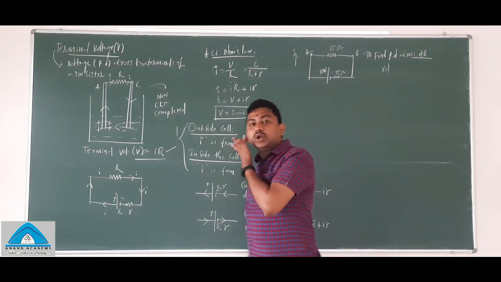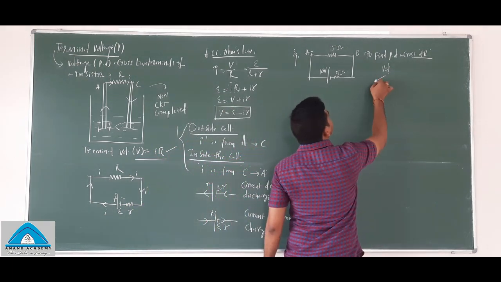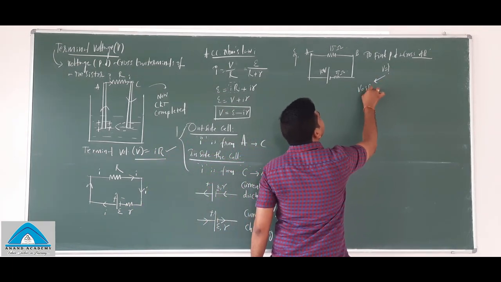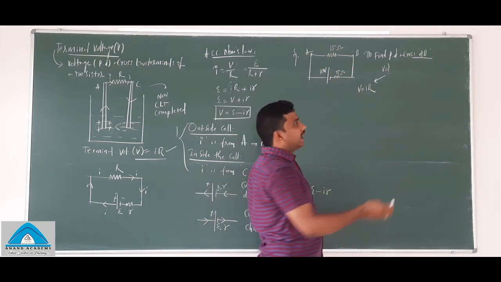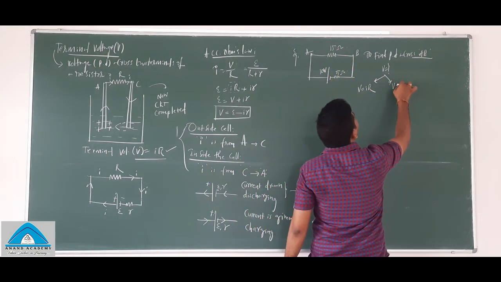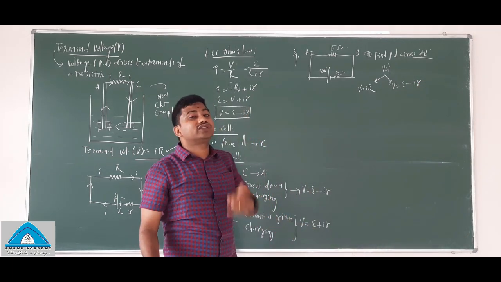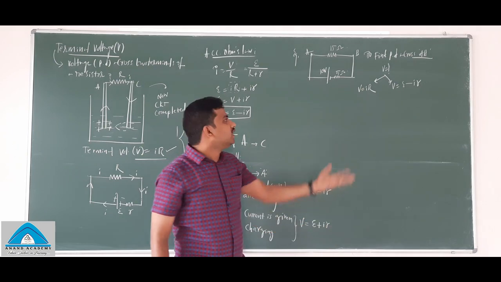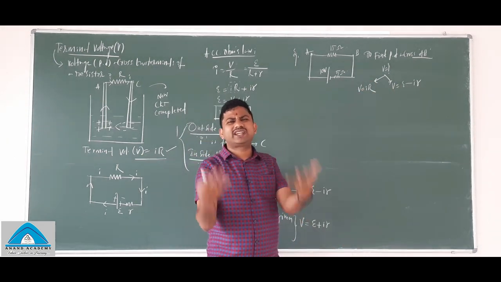And how can you find the terminal voltage? Whichever is the easy way, you can use that. Either you can apply V is equal to IR, because if you know the current value, you can do that. Or you can find V is equal to E minus Ir. To find either, you need the current, because both are terminal voltages only.